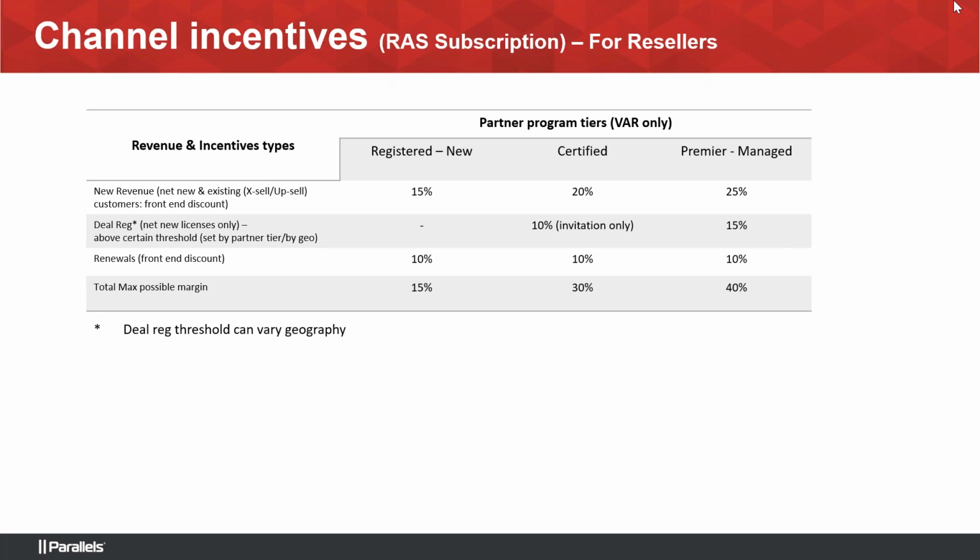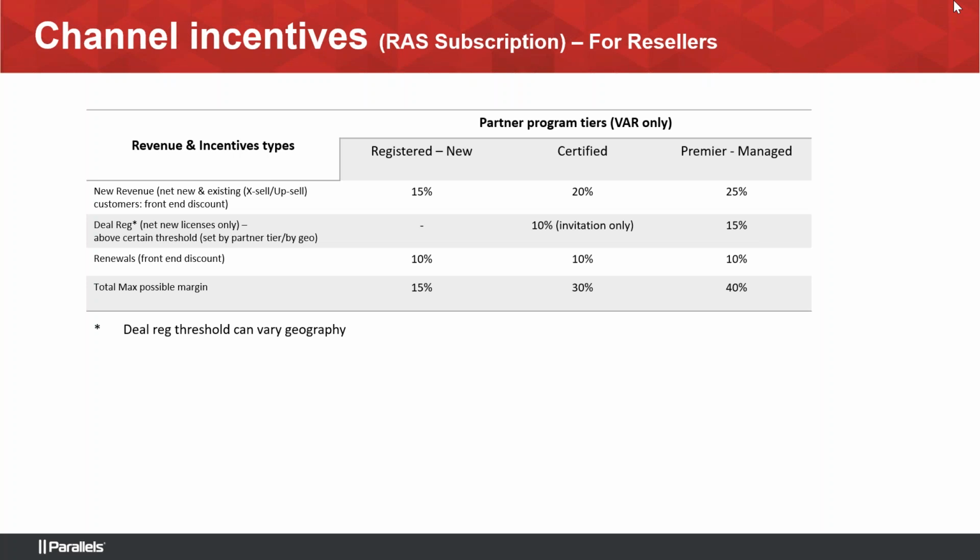To gain access to be a premier partner, I guess the core things or core requirements that we put in place is to have individuals certified within their organizations on RAS. To become a certified professional on RAS, we require 2 individuals, and to become a premier managed partner, we require 4.